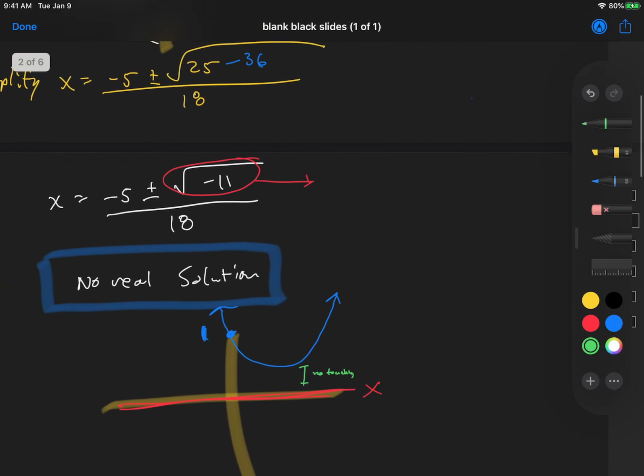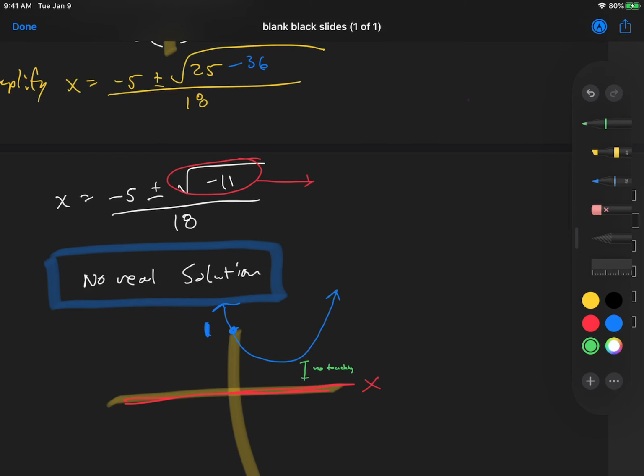They call these imaginary solutions. You have imaginary solutions. So you can just stop the video now. The blue box is the answer, but I want to show you that, and then I'm actually going to show you guys how to do this.